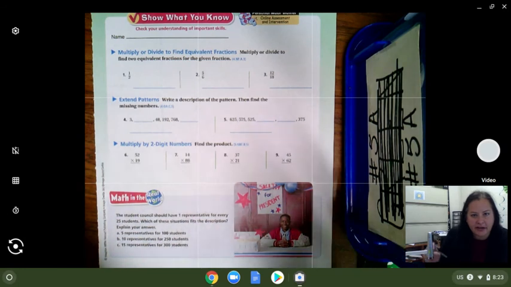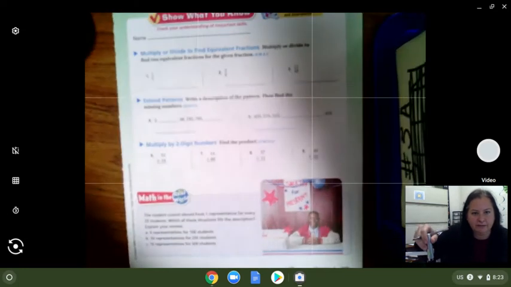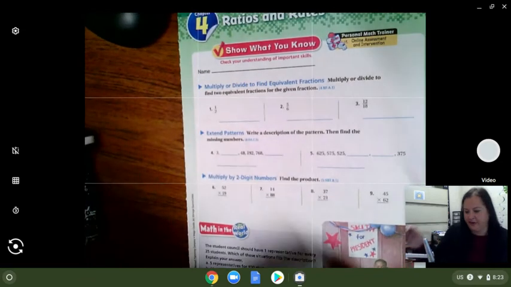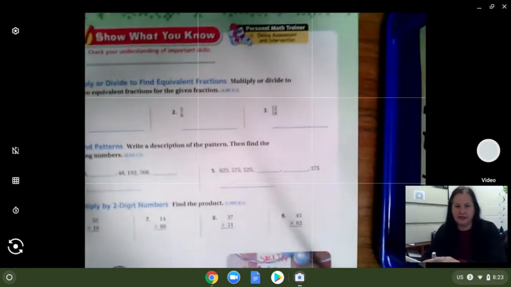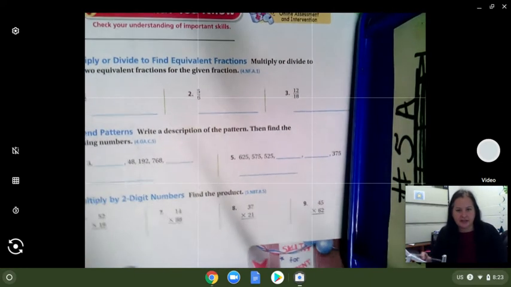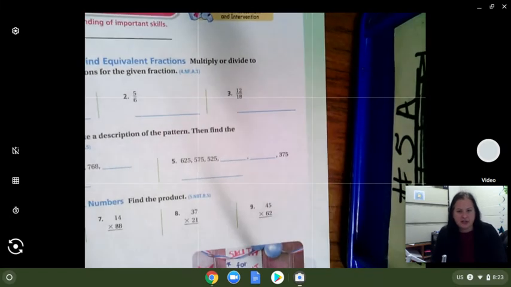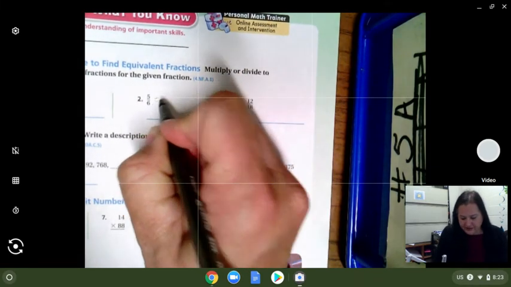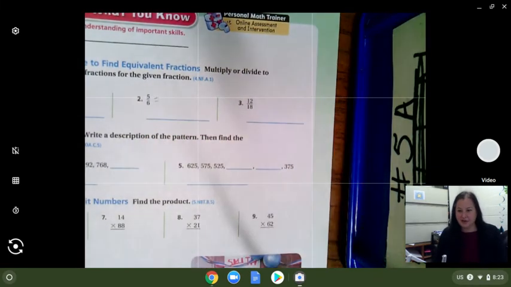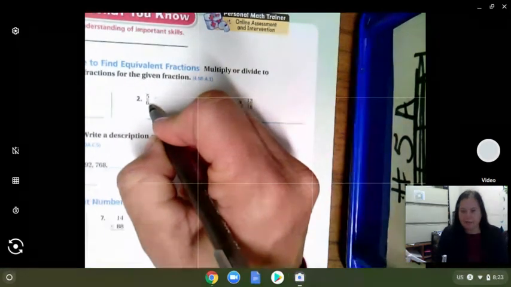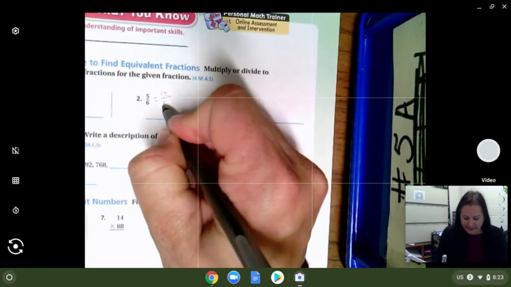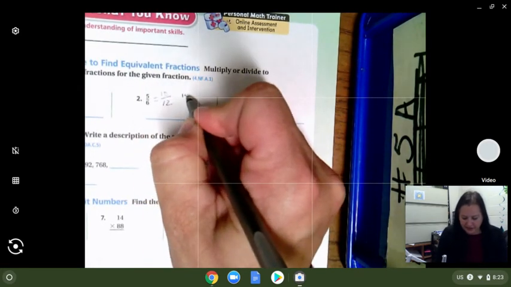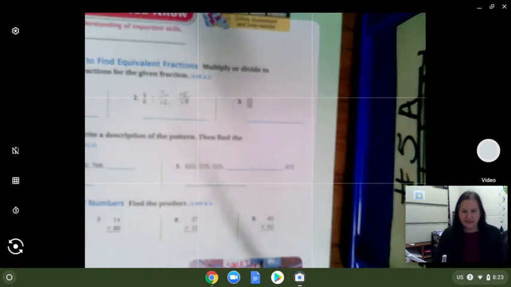All right, so this is multiply and divide to find 2 equivalent fractions for the given fraction. So let me zoom in there a little bit more. Sometimes it's hard to see on this paper. So let's do 2 equivalent fractions for 5/6. So 5/6 is in simplest form already. So let's just multiply the top and bottom by 2. So we get 10/12ths, and let's multiply it by 3 to get 15/18ths.